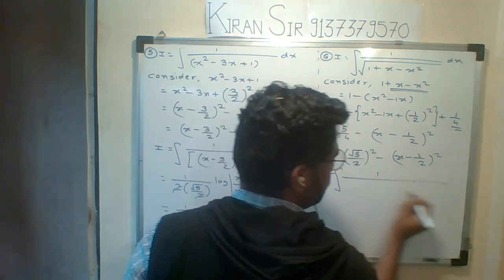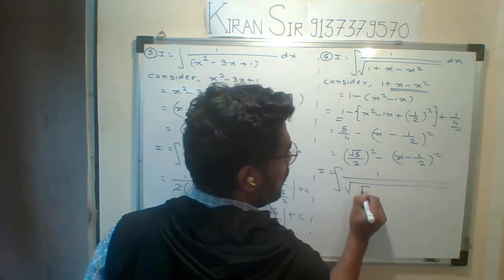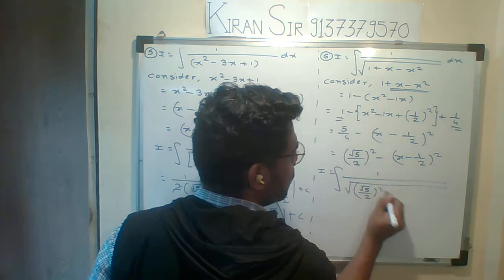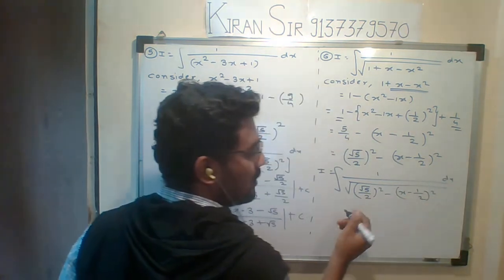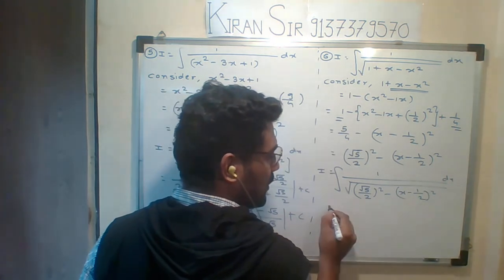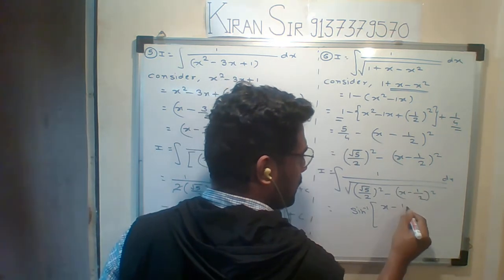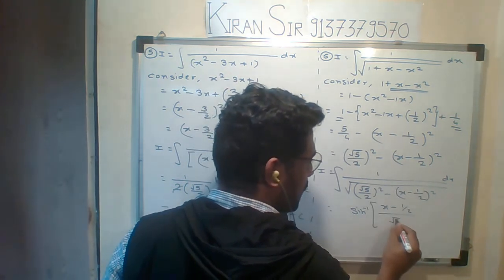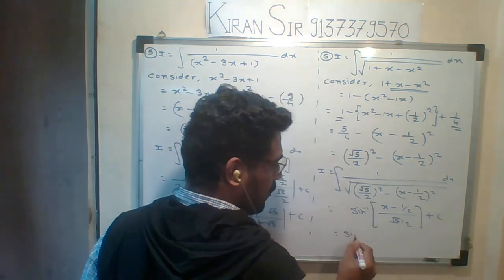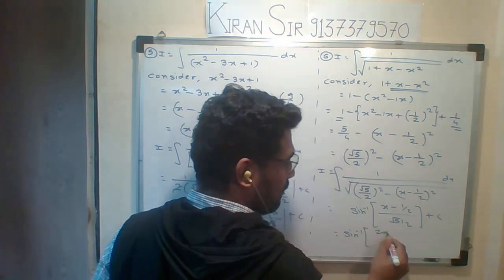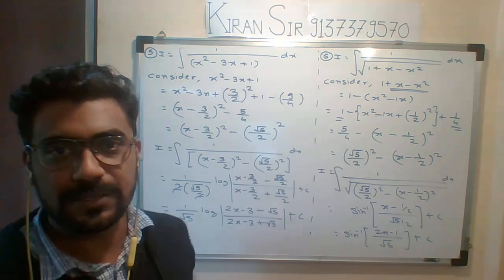So 1 upon under root of root 5 by 2 the whole square minus x minus 1 by 2 the whole square dx. But this is same as the standard form, where the function is negative. Its formula you know, sine inverse of x by a. What is x? That numerator x term upon the denominator, root 5 by 2. Bracket close plus c. And if you want to simplify, 2x minus 1 upon root 5. Bracket close plus c. This is the final answer.